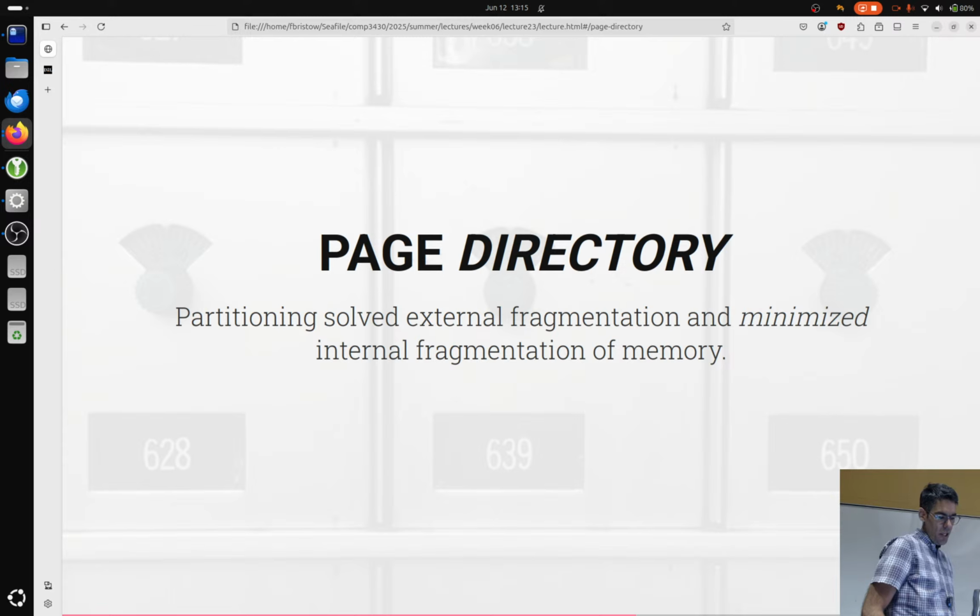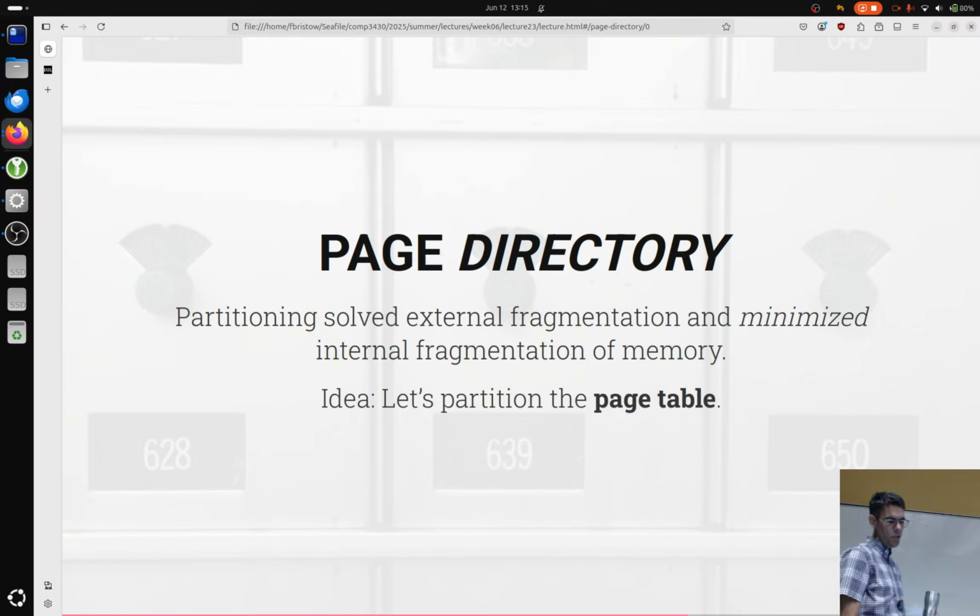When we got to paging in the first place, we were starting to apply this idea of partitioning both virtual addresses, the virtual address space, and our physical memory. And that solved external fragmentation by making all the pages the same size. We don't have to find a space that's big enough. We just have to find something that is free, and we've minimized internal fragmentation. And so the idea of a page directory is effectively, if partitioning worked well for the virtual address space and it worked well for main memory, let's partition the page table itself.